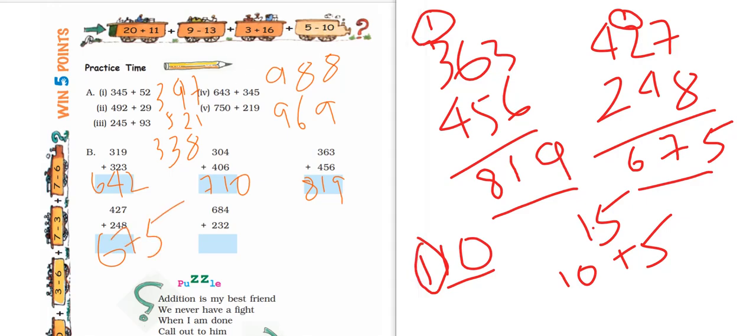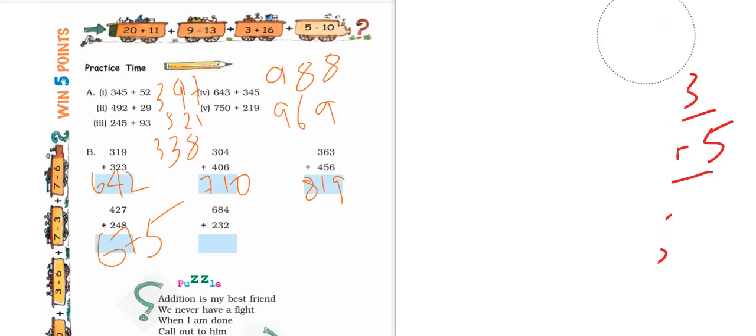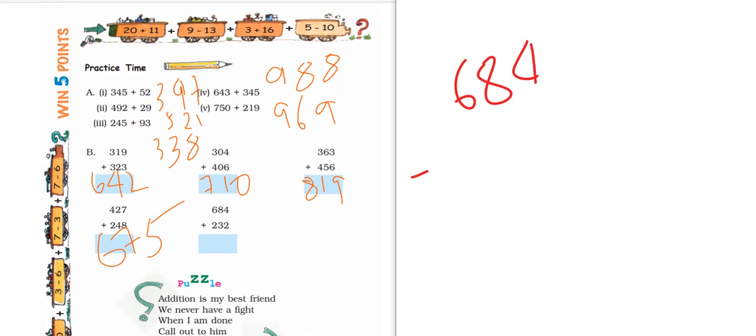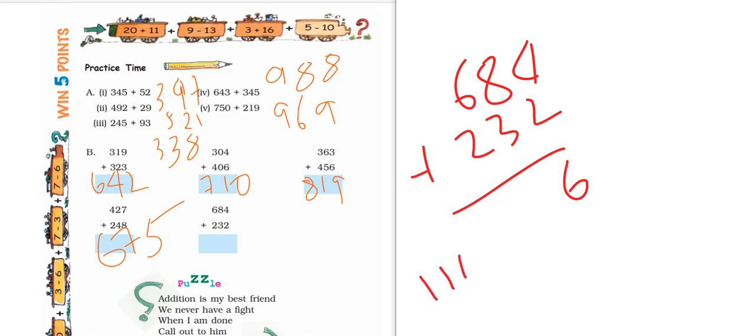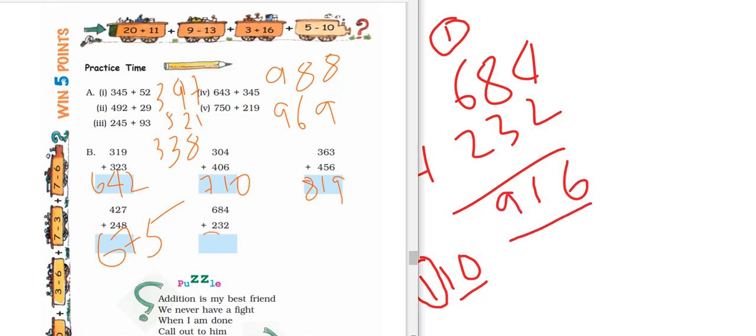675. Okay, the last problem in this set is 684 plus 232. 4 ones and 2 ones is 6 ones. 8 tens and 3 tens is 11 tens. So you have 10 and 100. Put down the 10 in the tens column and carry forward the 100 to the hundreds column. You have 6 and 2, 8 and 1, 9 hundreds in all. So 916. There we go.